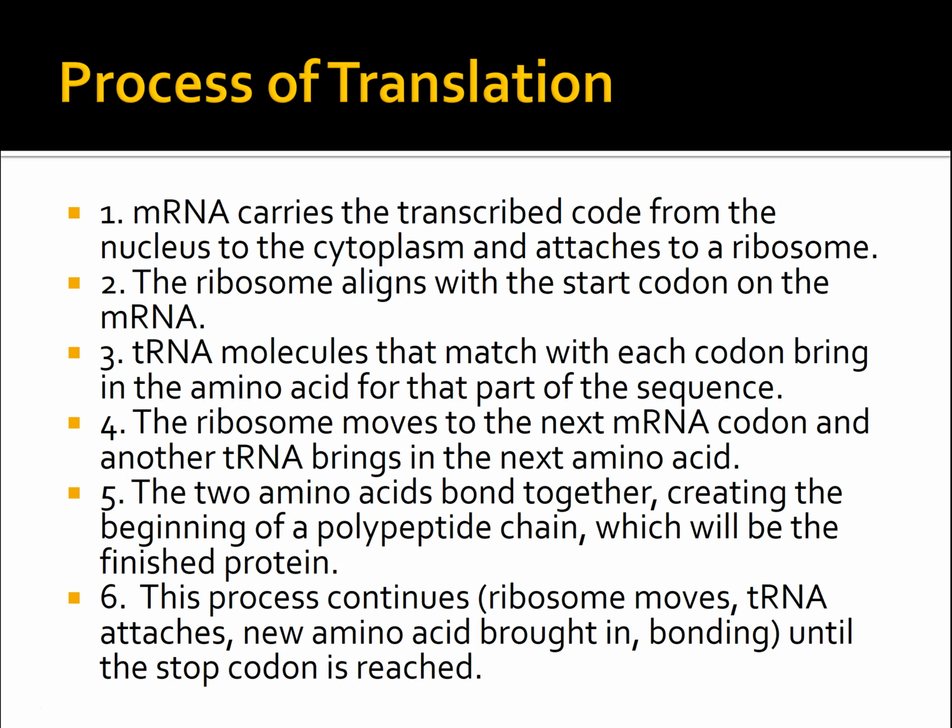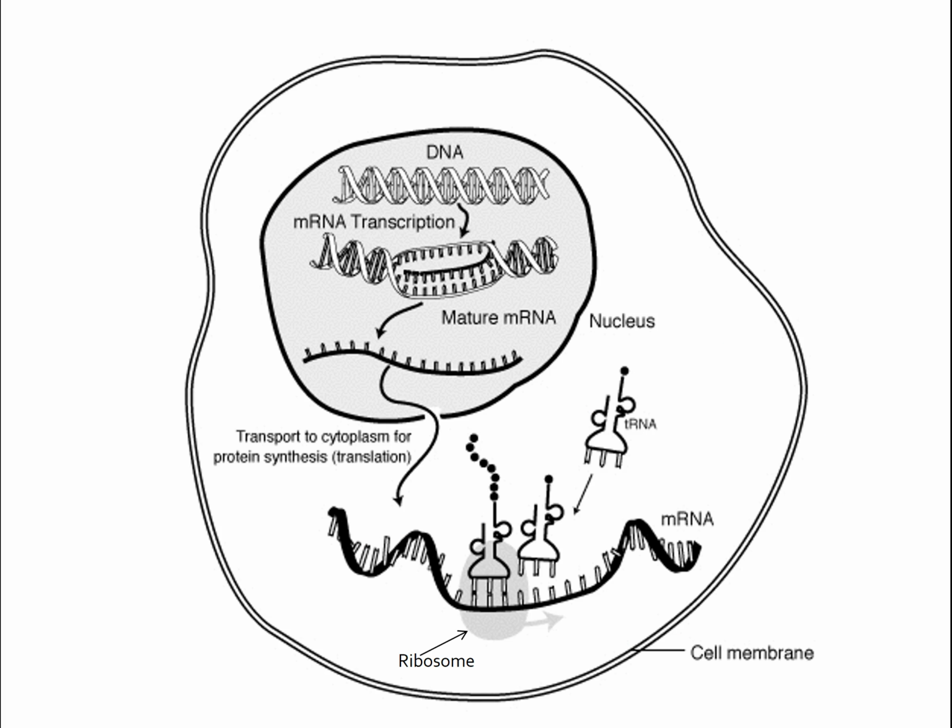This process continues. The ribosome moves, tRNA attaches, new amino acids are brought in, and then the peptide bond is formed between the amino acids until the stop codon is reached. This is a complicated process to put into words, so let's take a look at some images and visuals of this. So here we've got transcription.